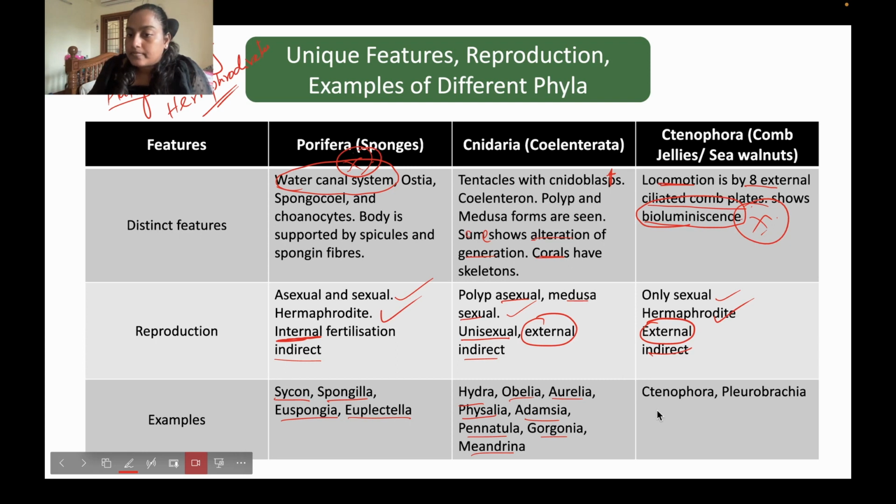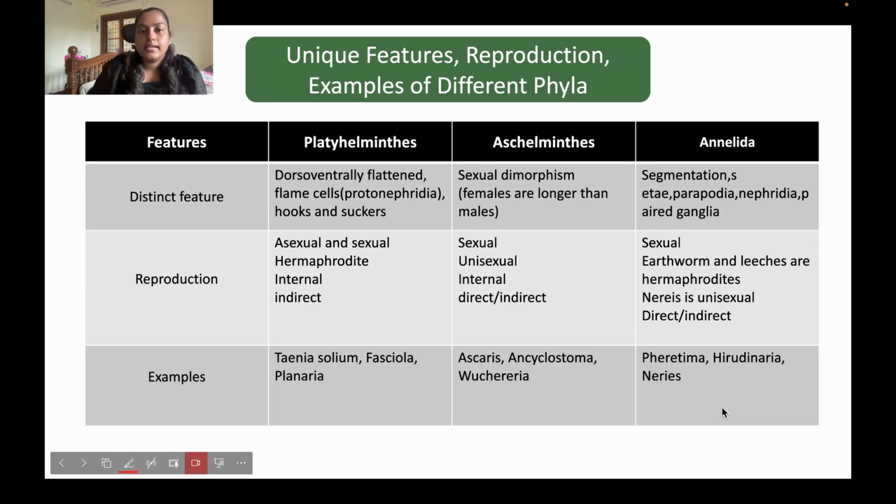Ctenophora: Pleurobrachia. These are the examples. And then, moving on to the next 3 phyla, which are Platyhelminthes, Aschelminthes, Annelida. Just like I told you, Porifera, Ctenophora, Platyhelminthes and Annelida are hermaphrodites. And in Annelida, one thing to be noted: earthworms and leeches are hermaphrodites, whereas Nereis is unisexual. That you have to note.